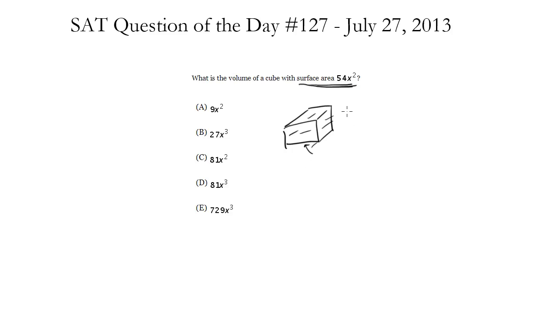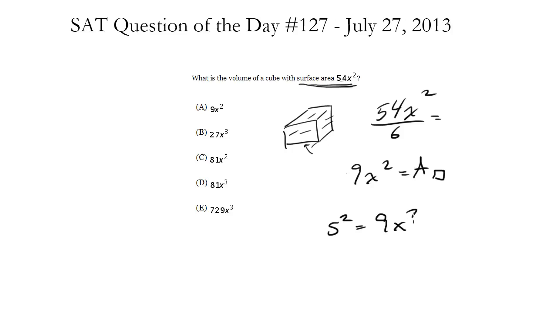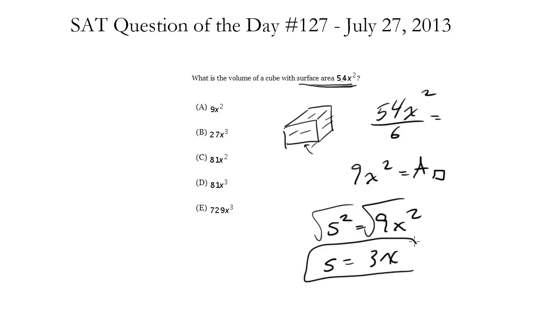Now we're given this, so we know that the area of one of these faces is going to be this divided by 6, right? Because this is the total surface area. If we divide it by the 6 faces, we're going to get 9x squared. So that is the area of one of the square surfaces. And now we can say, well, we know the side squared is equal to 9x squared, right? Side times side is equal to this. So if we just figure out what s is, square root both sides, we're going to get the side is 3x.